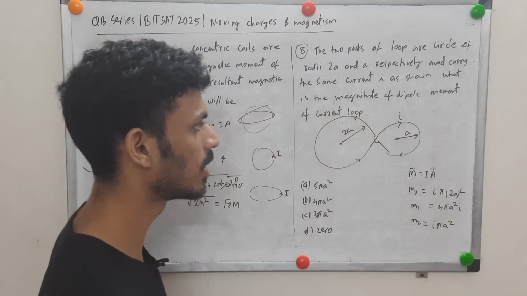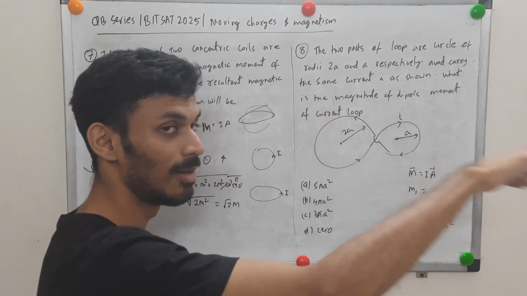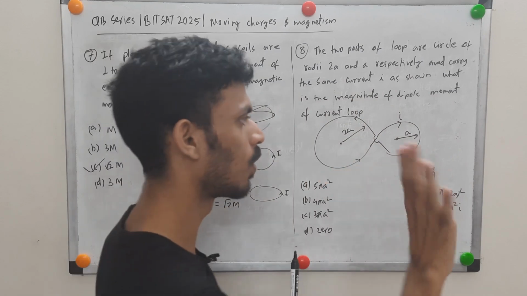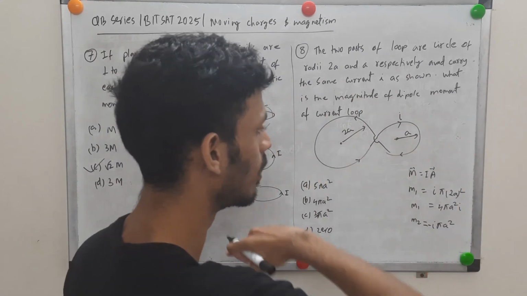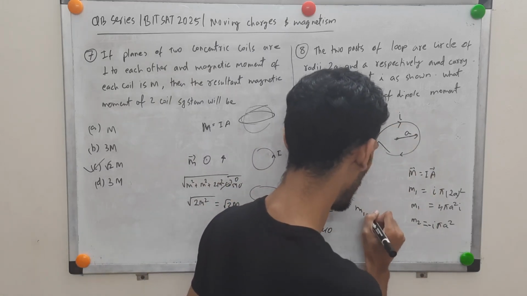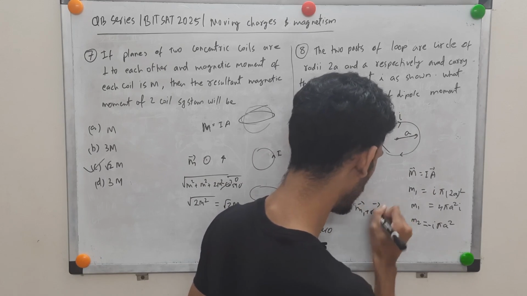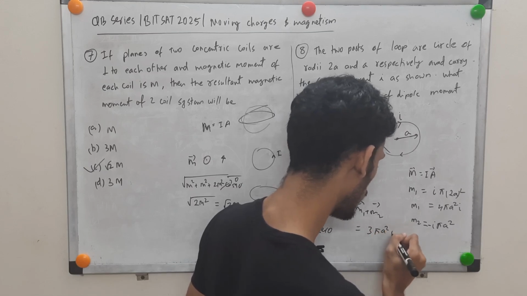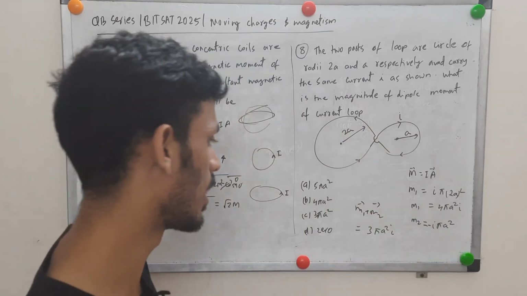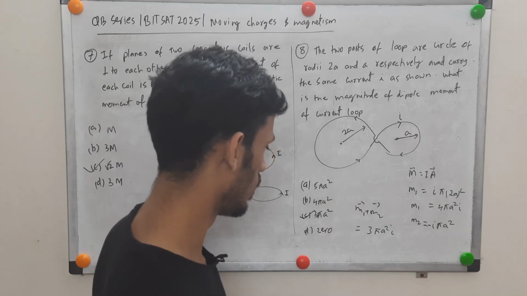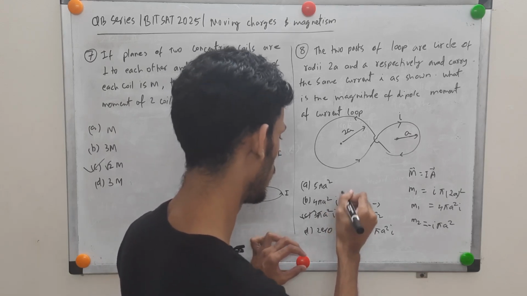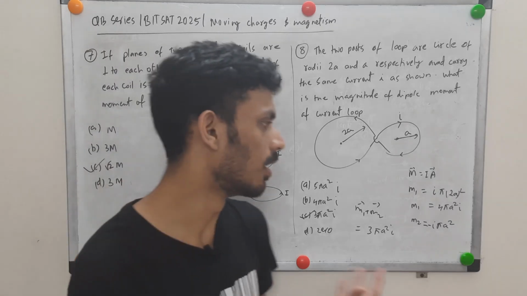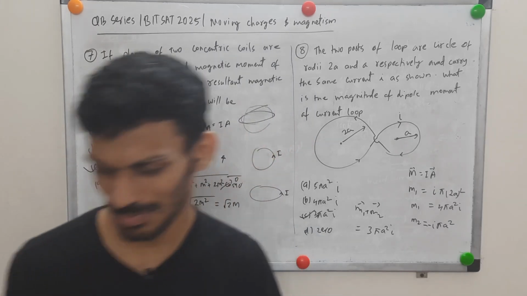Now what will be the directions? If you see, this one will be in the outward direction, that one will be in the inward direction. So this we can write as negative. They are in the opposite sense, one outward, one inward. That's why they have a crossover. The question was framed that way. So m1 plus m2 vectorially, which means with the sign, you'll have 3 pi a squared I. So that's about these two questions. Over to the next one.